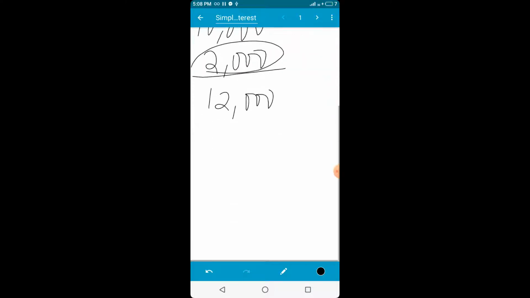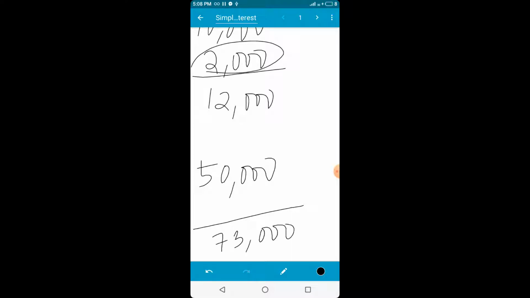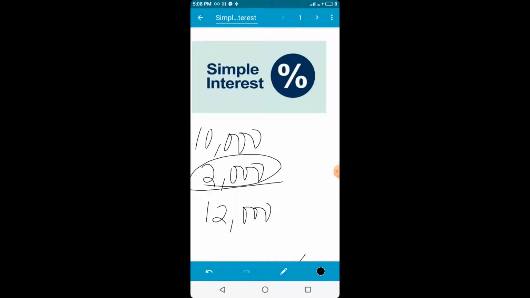Or, another example, nag-invest ka ng money sa isang company. So, let's say, naglagay ka ng 50,000 sa ABC company and then, after so many years, that 50,000 became 73,000. Okay? So, nadagdagan siya ng 23,000. So, yung 23,000 na yan yung interest amount. Okay? Na nadagdag dun sa in-invest mo. Okay? So, we have two types of interest and that is simple interest and compound interest. But, today, ang i-discuss lang natin is about simple interest.